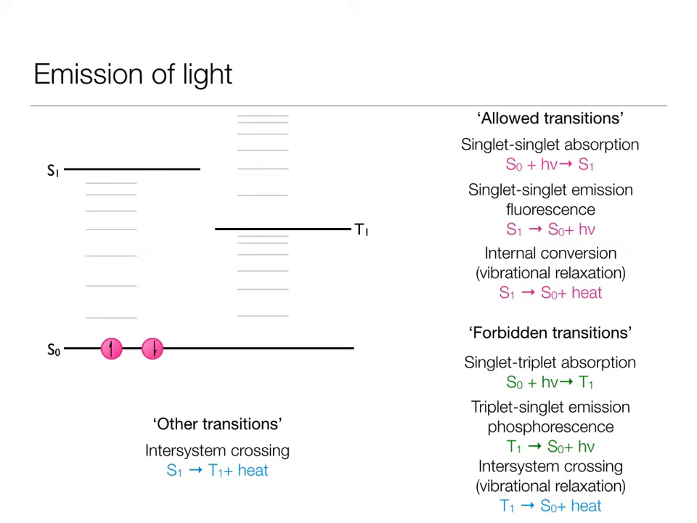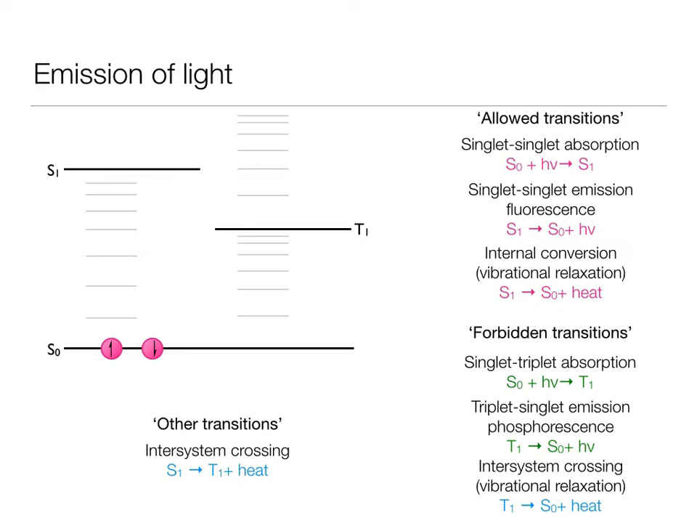We start with our allowed transitions. These are things like singlet-singlet absorption or fluorescence emission. So fluorescence is emission from an excited singlet state to a ground singlet state. I can also have internal conversion, which is commonly referred to as vibrational relaxation.